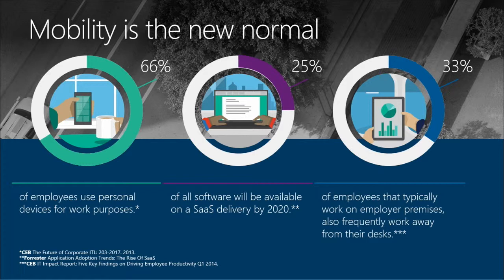As it says on this slide here, 25% of all software will be available as software as a service delivery by 2020. The employees that typically work on employer premises, so few, 33%, are the ones that stick around and sit at their desk all the time. The rest of us are all mobile with the devices that we have.